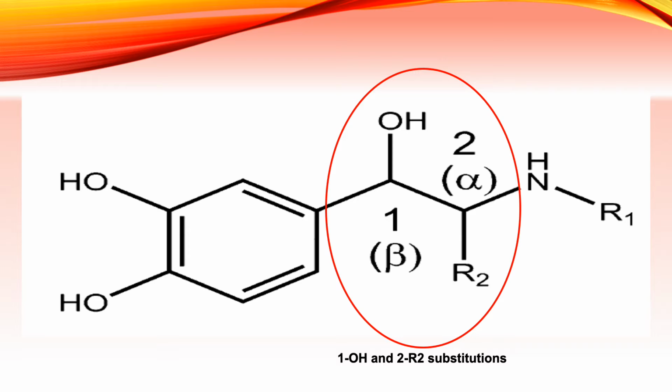So it can have a configuration of rectus or sinister, or the R and S configuration. So it is favorable that the drug contains the R configuration to produce maximum activity. But many drugs in the market are sold as racemic in nature, meaning there are both configurations of R and S structures in the drug dosage form. One exemption is our dobutamine.